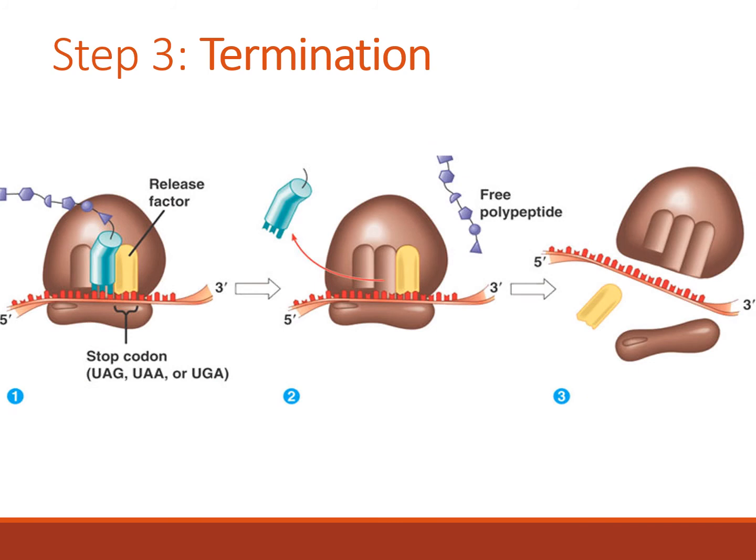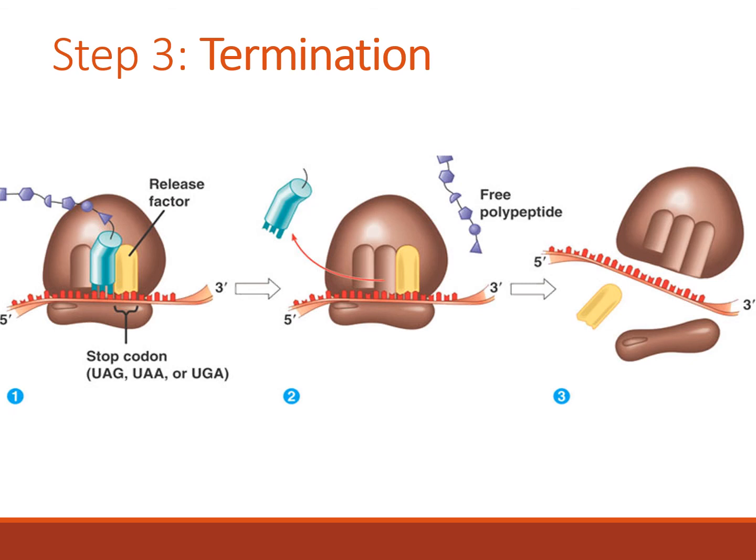And so this will continue until we get to a stop codon, either UAG, UAA, or UGA. And when we get to one of those stop codons, that will initiate termination of this process. So there is no transfer RNA that has the anticodon to these stop codons. Instead, a molecule called release factor will attach at the A site with the stop codon. Once release factor attaches, it's going to cause the entire complex to dissociate.